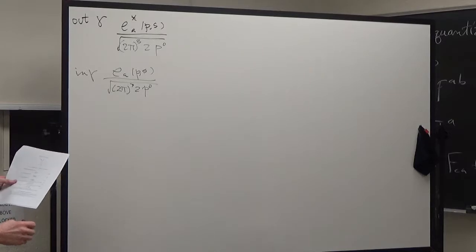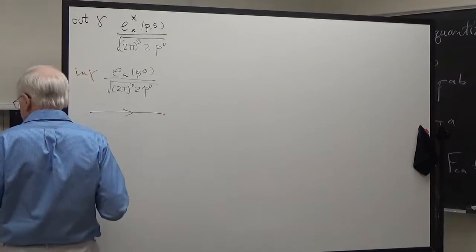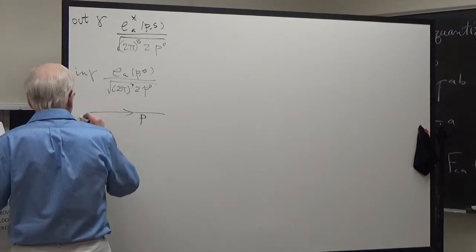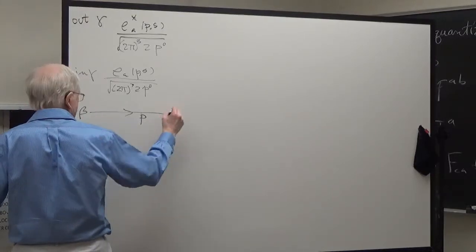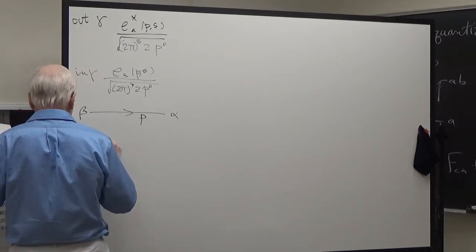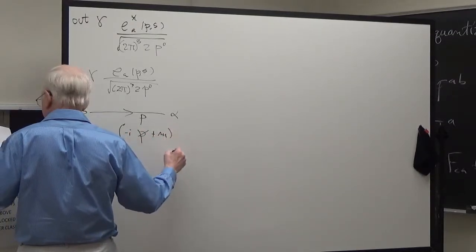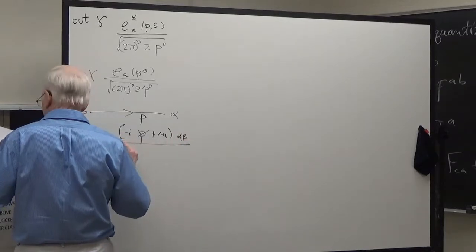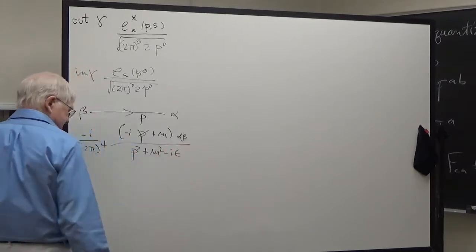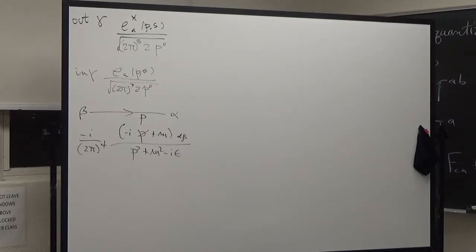Then internal lines. These are trickier. If it's an internal line of momentum p from a vertex beta to a vertex alpha, it's minus i over 2 pi to the 4th, minus i p slash plus m, alpha beta, over p squared plus m squared minus i epsilon. And as I mentioned to you, the minus i epsilon only matters when you're dealing with loop diagrams.